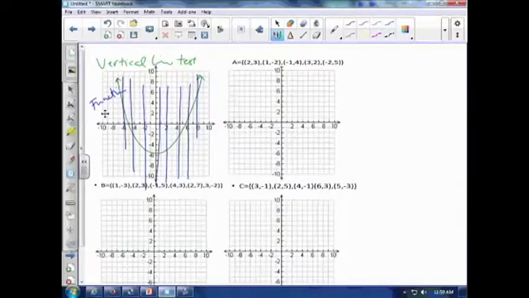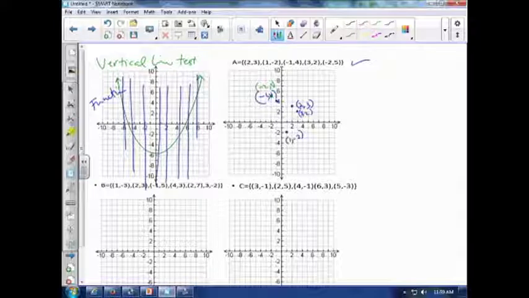So let's plot those points here for A. 2 and 3. There's 2 and 3 right here. We're going to see if it passes the vertical line test. 1 and -2 is right there. -1 and 4 is right there. 3 and 2 right here. Negative 2 and 5 is right here. I'm going to use a different color so it shows.